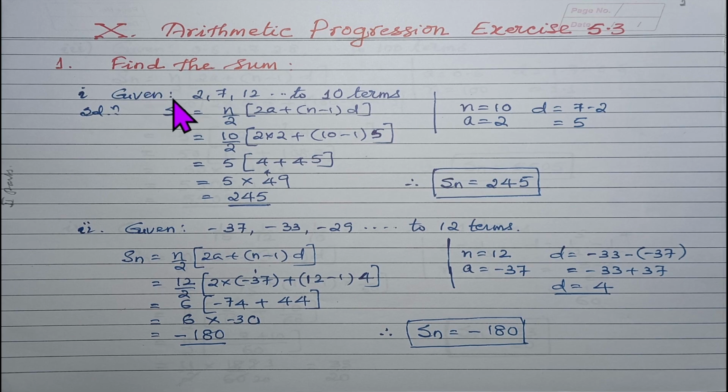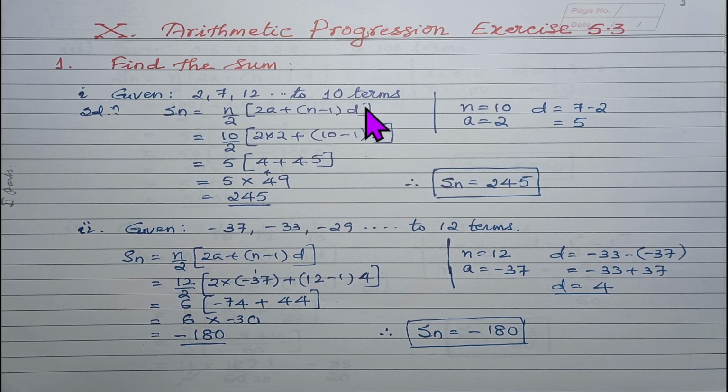Now we are given here 2, 7, 12 and so on to 10 terms in an AP. We have to find the sum of the 10 terms. So we have n is equal to 10, d is equal to 7 minus 2, that is 5, and a is equal to 2. So substituting these values in the formula, Sn is equal to n upon 2 in the bracket 2a plus (n minus 1) into d.